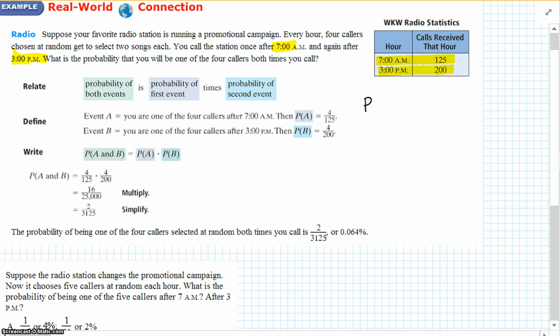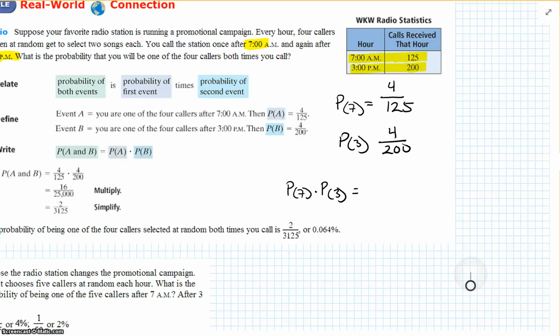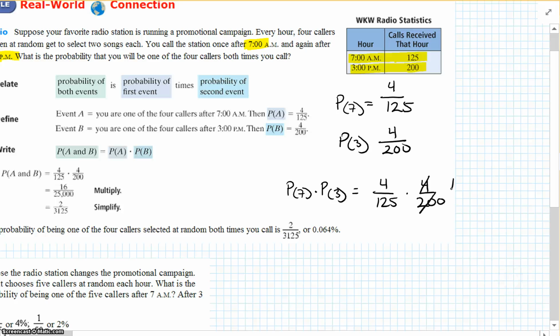So what's the probability at 7? Well, how many are they choosing? They're choosing 4. And how many people call? 125. Okay, what's the probability at 3? Well, they're again choosing 4 people out of 200. So the probability that you'll be a caller both times would be the probability of 7 times the probability of 3. They're independent events. So it's going to be 4 over 125 times 4 over 200, which reduces down to 1 over 50.